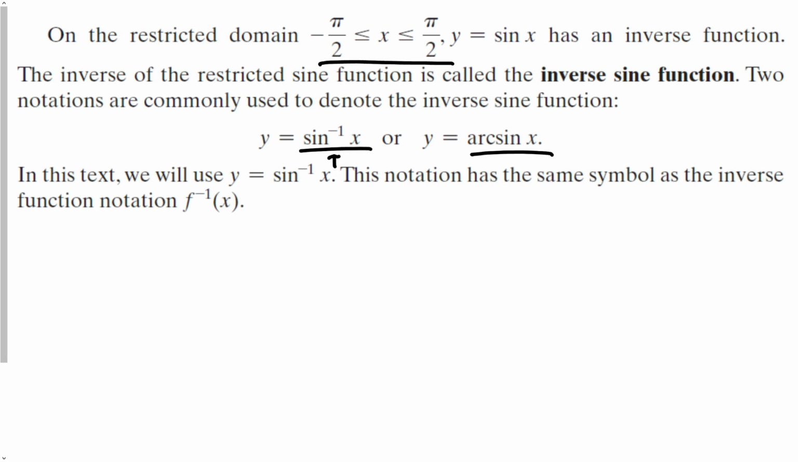Personally, I prefer this one because it is less to write. And the -1 exponent kind of looks cool, even though it's not an exponent. It's just notation, and it has the same symbol as the inverse function notation. So I tend to use this one over arcsine.